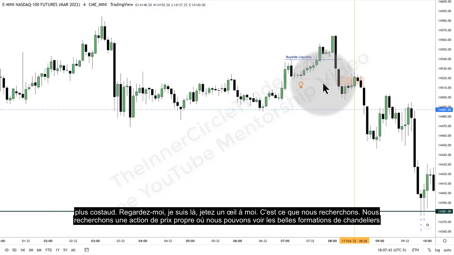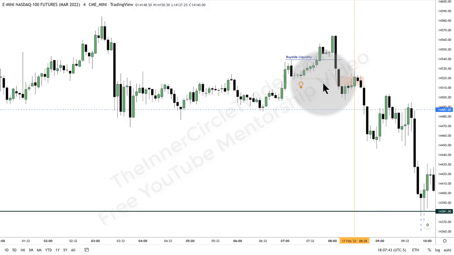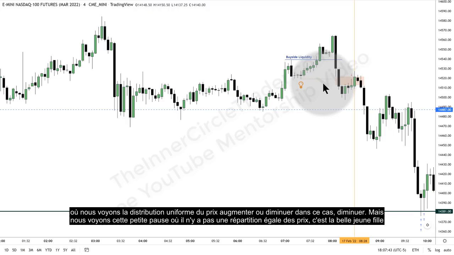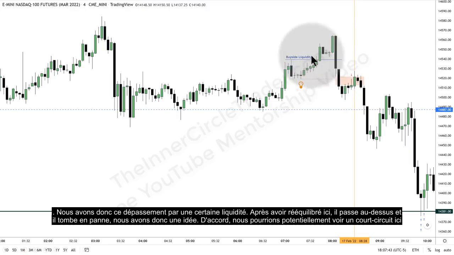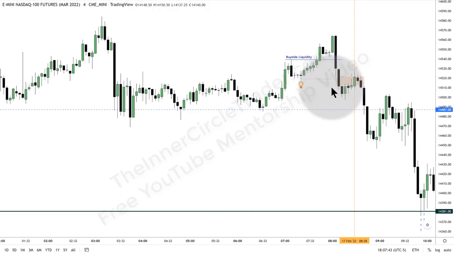We're looking for clean price action, where we can see the nice candlestick formations, where we're seeing the even distribution of the price going higher or lower, in this case going lower, but we're seeing that little break where there's not an even distribution of price. That's the fair value gap. So we have that run above buy side liquidity after rebalancing over here. It goes above it, and it breaks down. So we have an idea, okay, we could potentially see a trade short here.